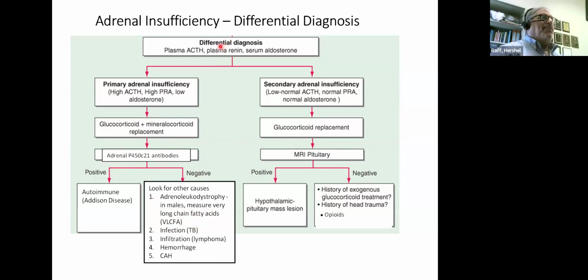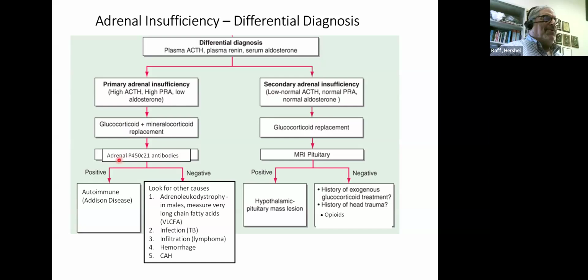But we've made the diagnosis. We know the patient has adrenal insufficiency. Now the question is why? If they have primary, again, I've already told you they have high ACTH, high plasma renin activity, and low aldosterone, plus the low cortisol, immediately put them on steroid replacement. Because you can do the rest of the workup while they're being treated. You don't want to wait for them to go into an adrenal crisis.